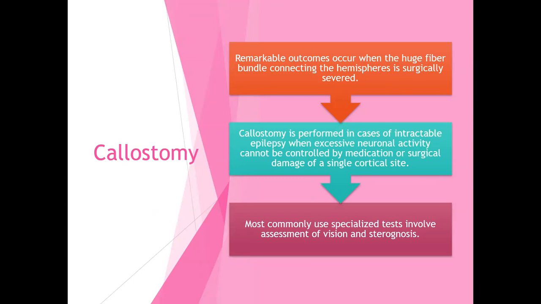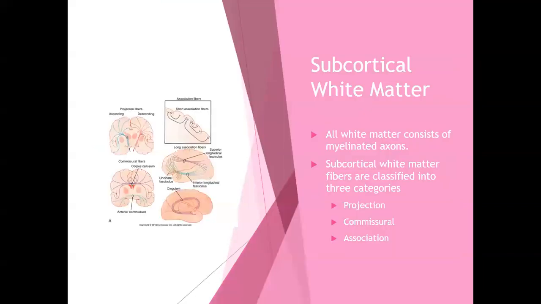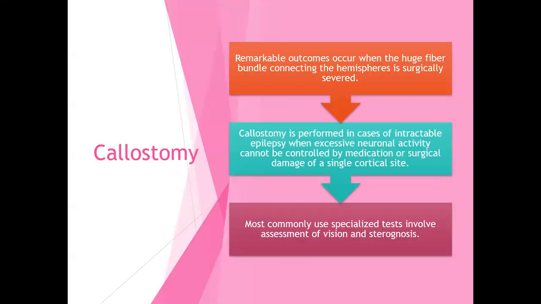So very interesting. When you cut that fiber bundle connecting the two hemispheres, which is made up of those commissural white matter streams, it's called a callosotomy because the corpus callosum is the name of it. Sometimes in cases of intractable epilepsy, where they can't control excessive neuronal activity with medication or surgical removal of a single site, they will cut through the corpus callosum, and it stops the transmission of that excessive neuronal activity. And people can function like that.